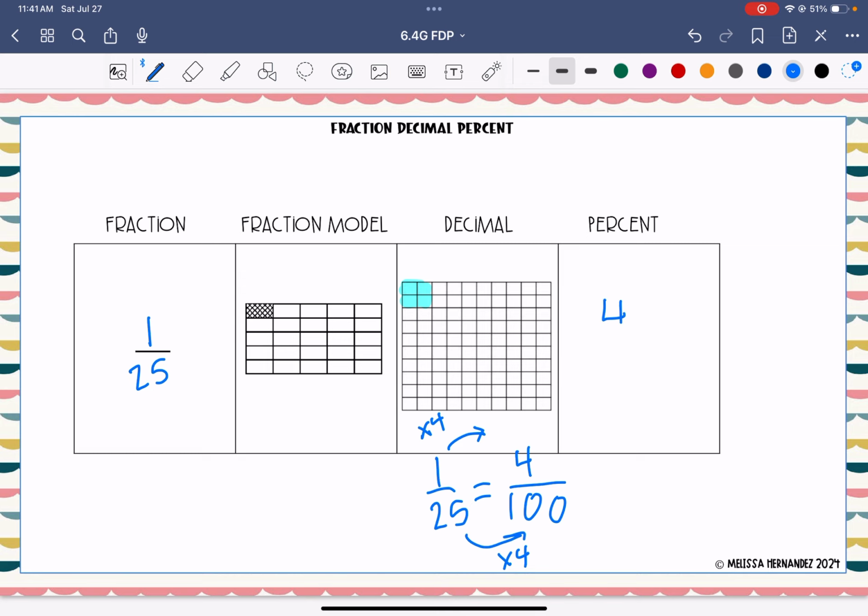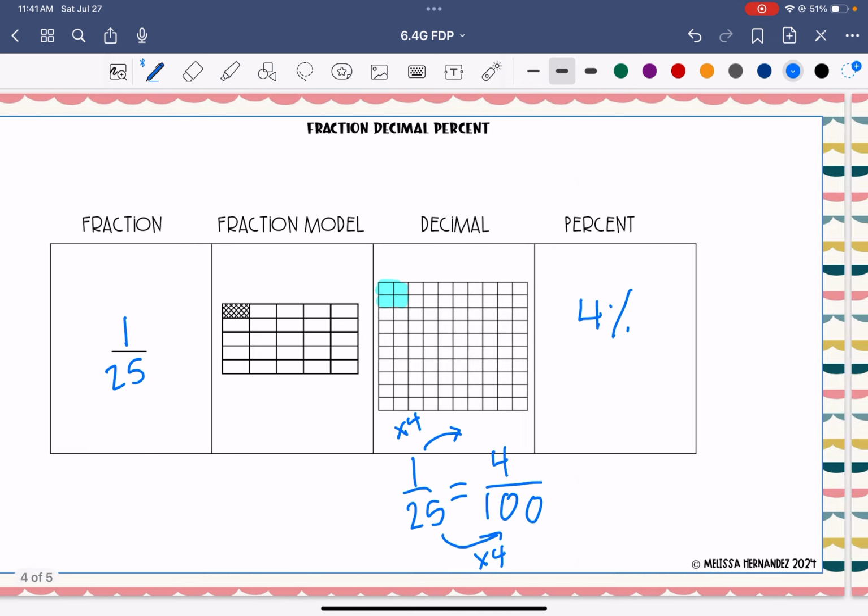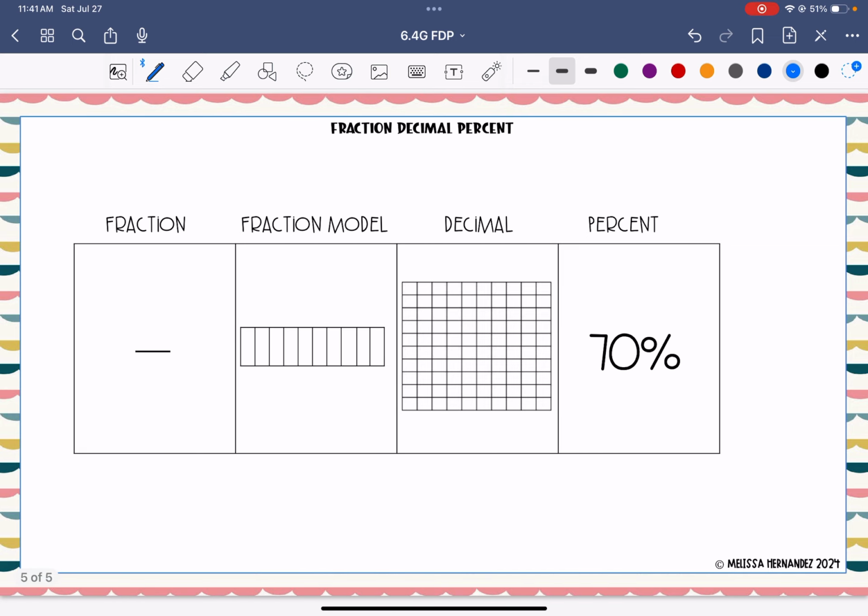For our final example, we're given the percent, and so we know percent is out of 100. Our decimal grid is a 10 by 10, which is out of 100. So what that means is I need 7 either columns or 7 rows, and the reason I say 7 is because each one is 10.